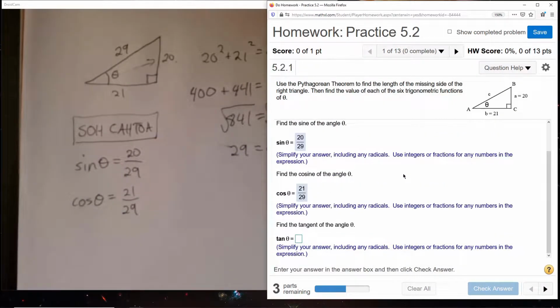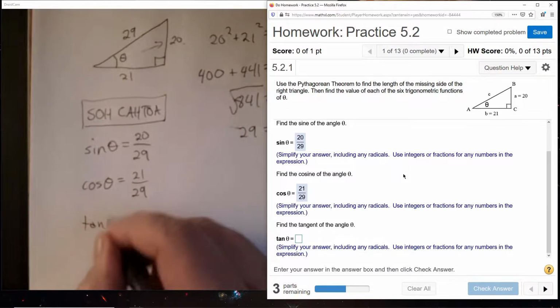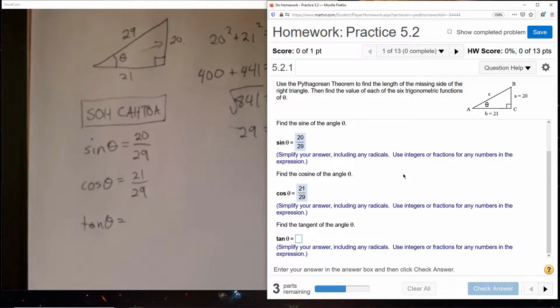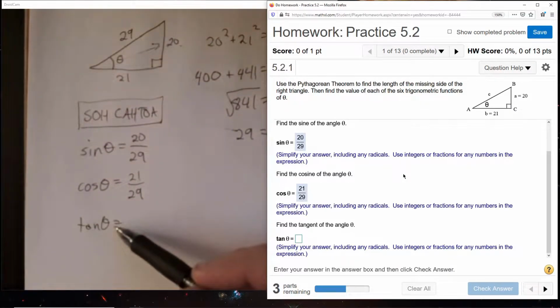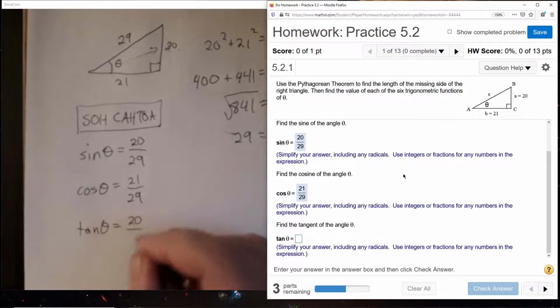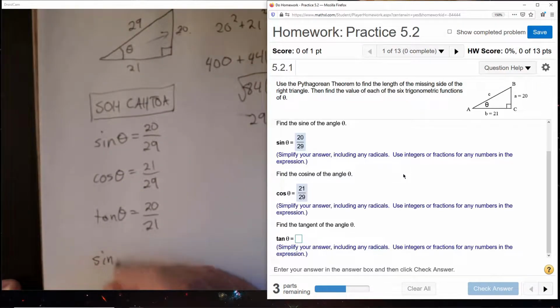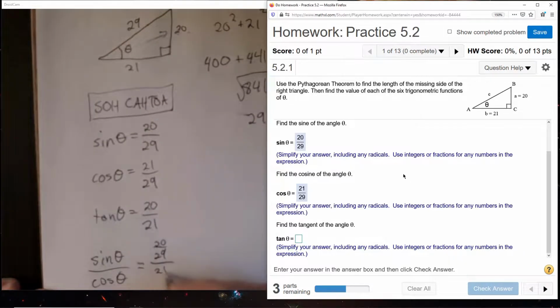And then tangent. So there's two ways at this point we could go about this. We could go about that tangent is the opposite over adjacent and be done with it. That's our answer. Or we could do the sine over cosine route, since we already know these two. And so sine is 20 over 29 and cosine is 21 over 29.